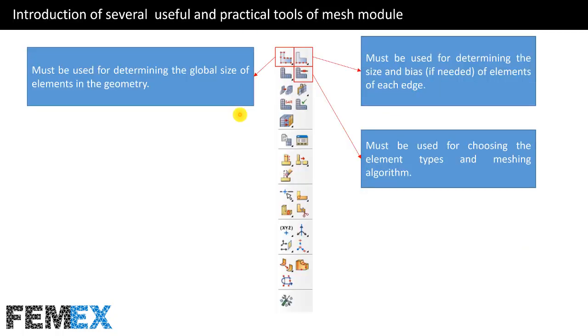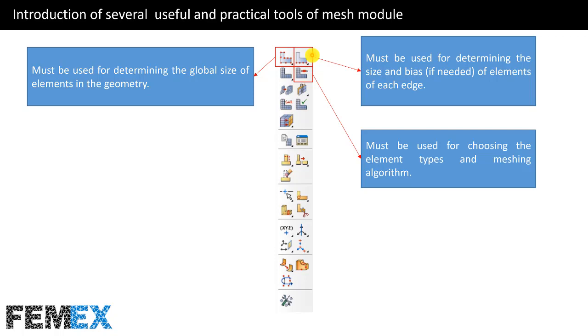Here I want to talk about 3 useful and common tools of mesh module. This is the seed part tool. By using this tool, you can determine the global size of elements in the geometry. This is the seed edge tool. By using this tool, you can determine the size and bias of elements of each edge.